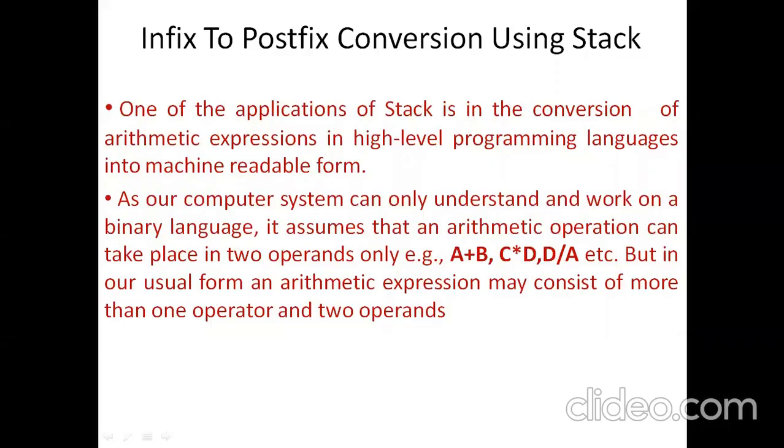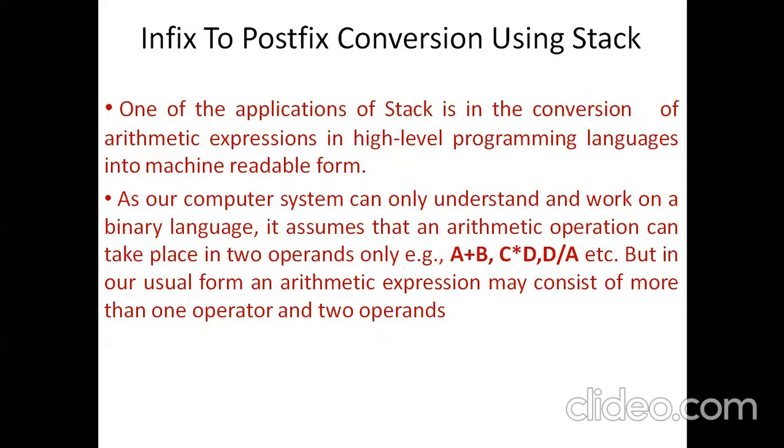Hello dear students, here we are going to learn infix to postfix conversion using stack. It is a topic of data structure. We are going to learn the algorithm also. From the beginning, one of the applications of stack is the conversion of arithmetic expressions in high level programming languages into machine level readable form.